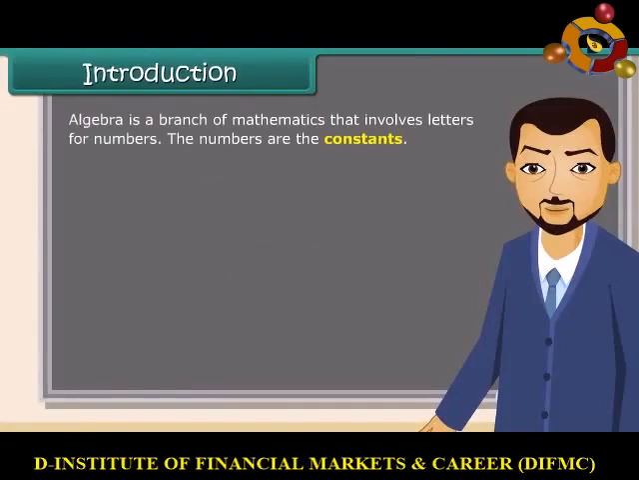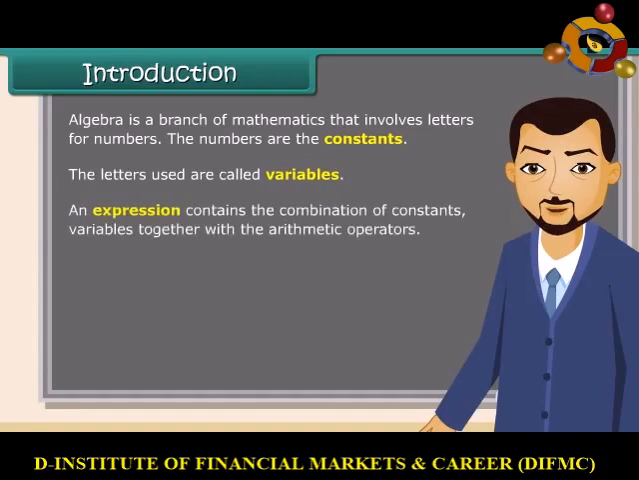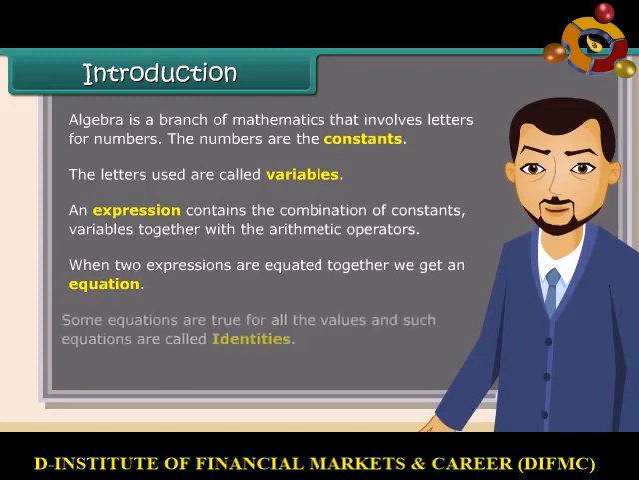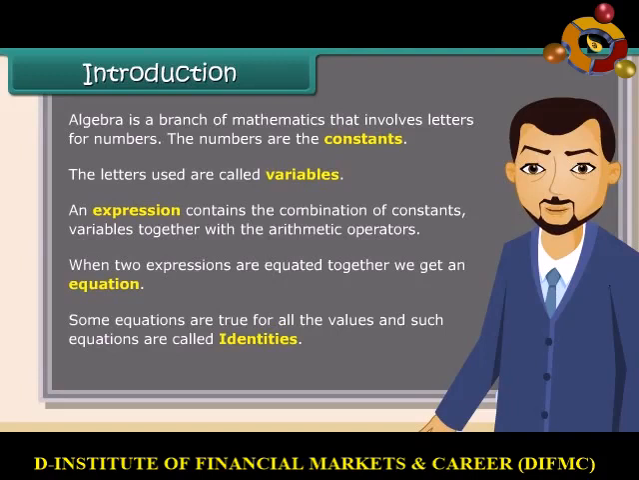Algebra is a branch of mathematics that involves letters for numbers. The numbers are the constants. The letters used are called variables. An expression contains the combination of constants and variables together with the arithmetic operators. When two expressions are equated together, we get an equation. Some equations are true for all values, and such equations are called identities.